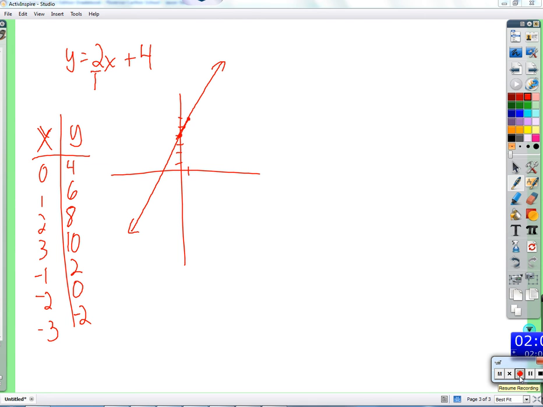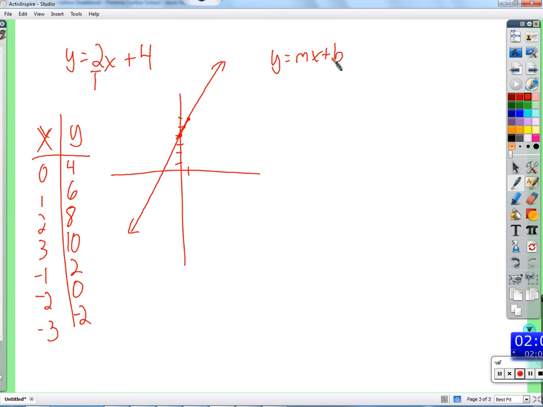So let's review just before the break what it is we've done. What does a linear function look like in equation form? Simple recitation there. y equals mx plus b. If you can get your function to look like that, you've got a linear function.